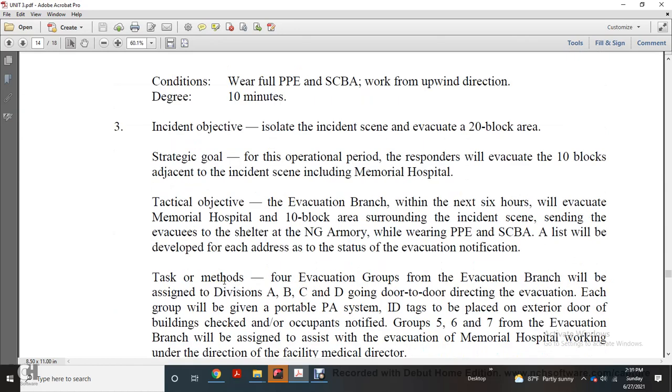Alright, the incident objective is to isolate the incident scene and evaluate the 20-block area. The strategic goal of the operation is to respond and evacuate 10 blocks adjacent to the incident scene within Merrill, including Memorial Hospital.